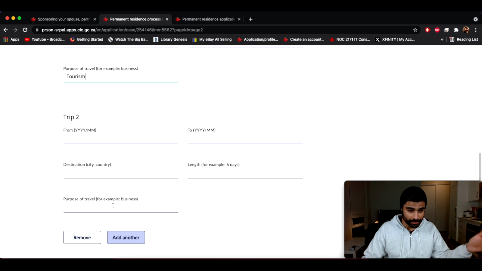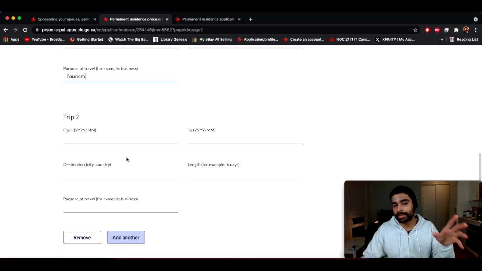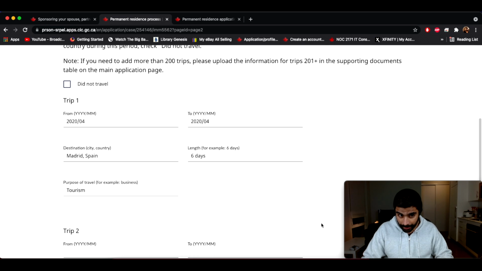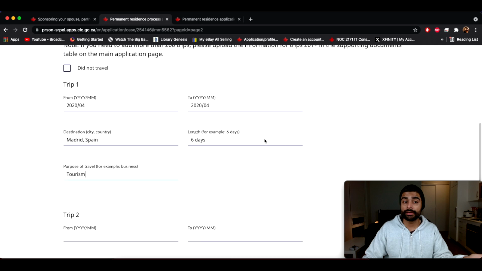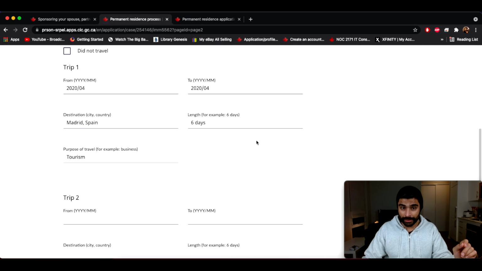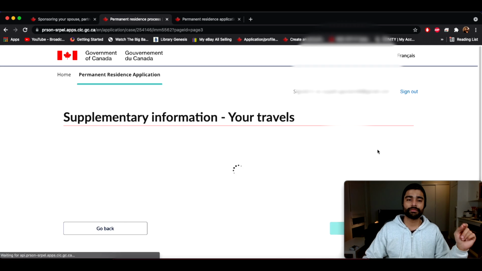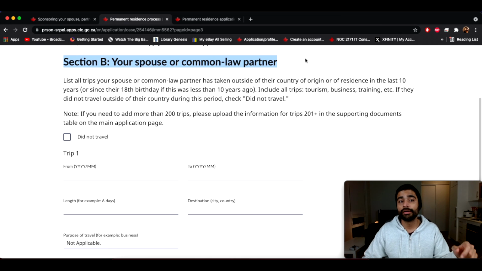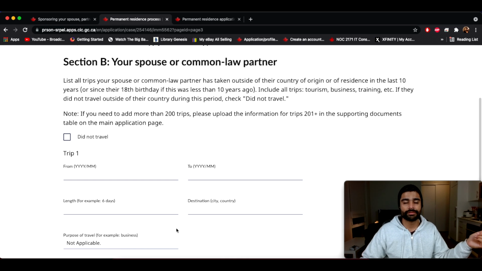If you have more trips, simply click on add another and just keep adding these details in the same format as we added here. All right, it's as simple as that. So once you've done the details about the principal applicant, section A, then you click on save and continue and you move on to section B, which is your spouse or common law partner. As we discussed, this is not your sponsor, so you can simply write not applicable anywhere here. Don't write it in the date field, otherwise it's not going to accept not applicable. So write NA anywhere in this section and just move on.